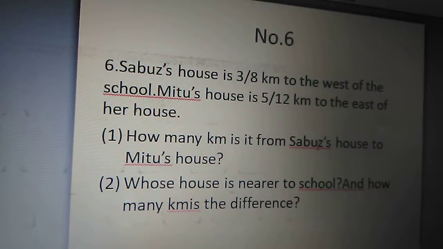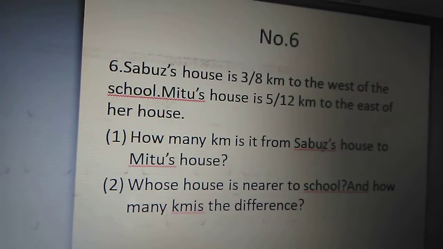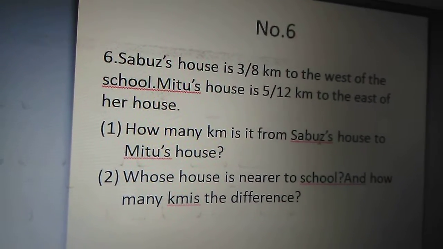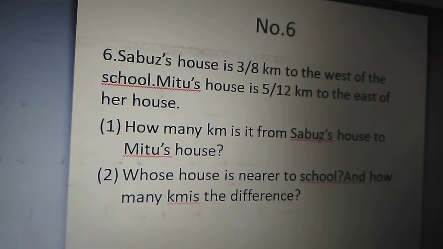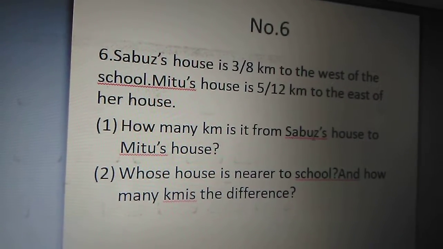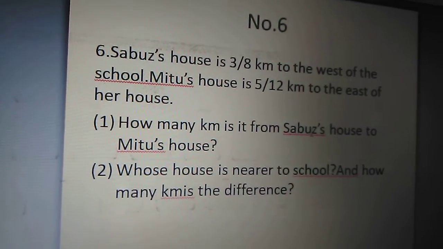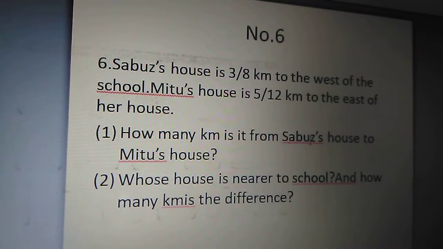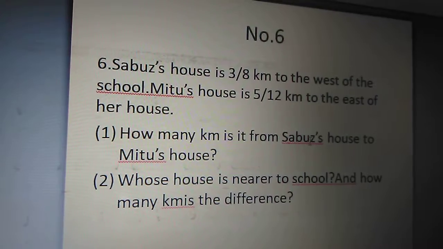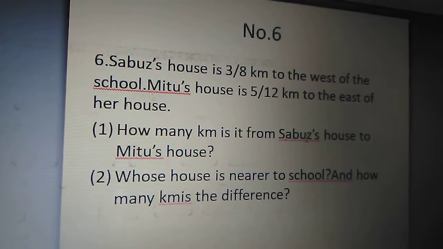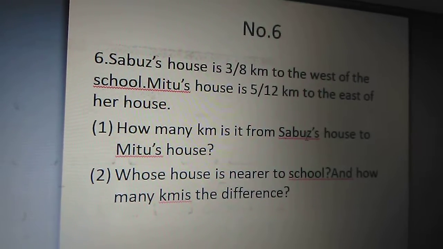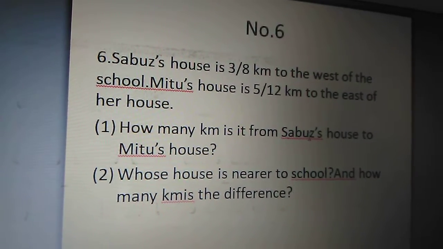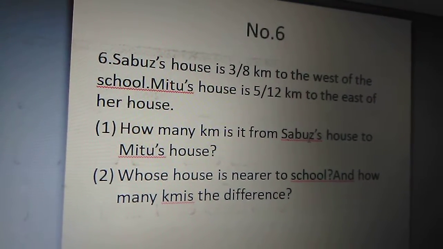Whose house is nearer to school? First part of question 2. Whose house is nearer to school? So you have to compare the distance of Shobu's house and the distance of Mitu's house. You know, we have discussed earlier, if you want to compare, then you have to make equal numerators or equal denominators. Then you can easily compare. You know how to make equal numerators and how to make equal denominators.